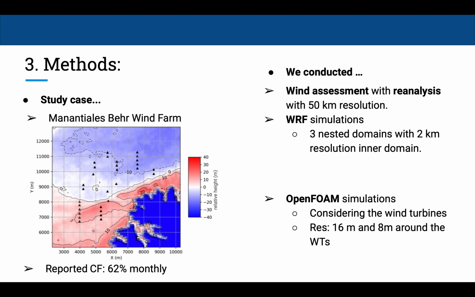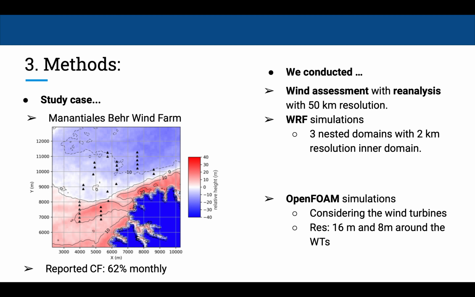So as I said before, we conduct the wind assessment with reanalysis with 50 kilometer resolution. Then we perform dynamical downscaling with WRF simulations. We use 3 nested domains with a 2 kilometer resolution in the inner domain. And then with the wind roses coming from these 2 different sources, the reanalysis and the WRF results, we perform several OpenFOAM simulations, including the wind turbines in the model, to compute the power production.